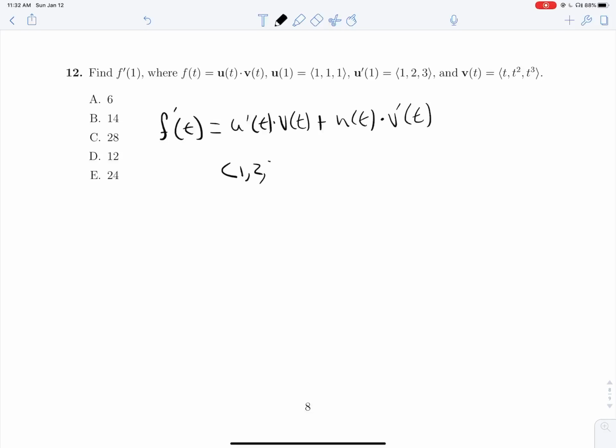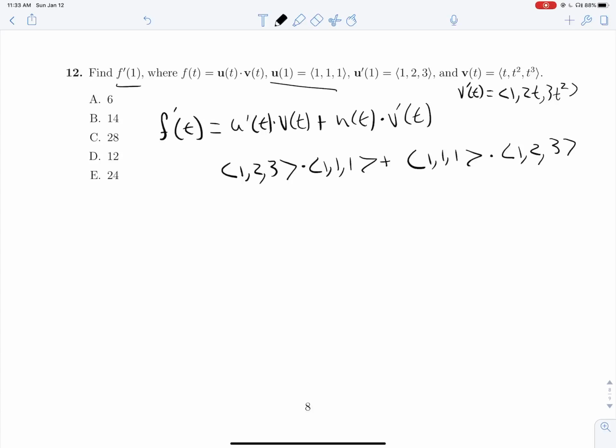So 1, 2, 3. And we know that v of t is t comma t squared comma t cubed, but t is equal to 1, so this is just going to be 1, 1, 1. And then we're adding u of t, where u of t is given right here as 1, 1, 1. And then we want v prime of t. Well, v prime of t is just going to be 1, 2t, 3t squared, otherwise known as just 1, 2, 3. So the anticlimactic ending to this super weird question is just doing these two dot products, where we're going to get 6 plus 6.